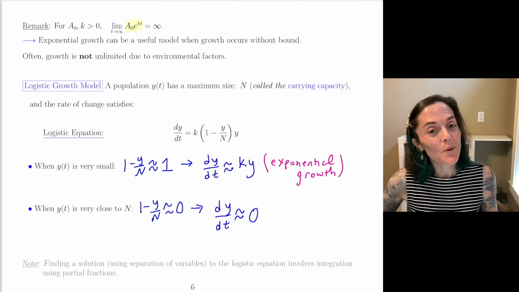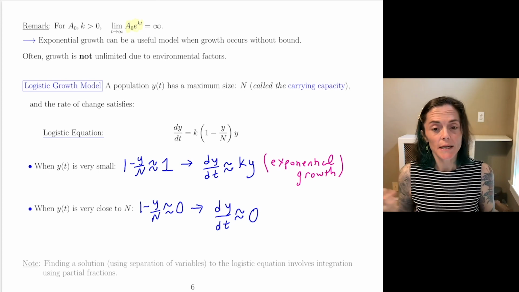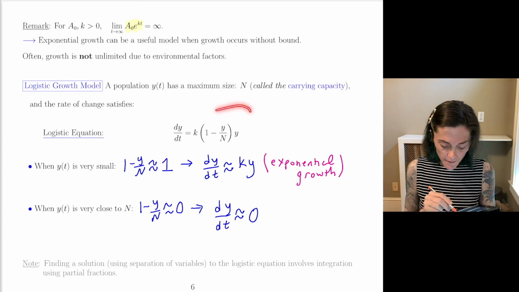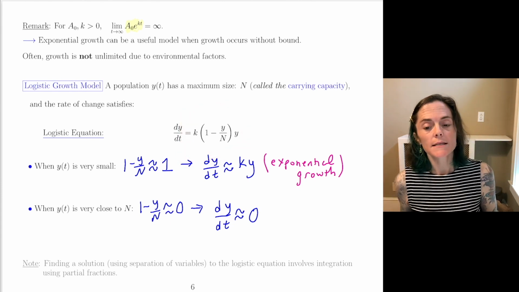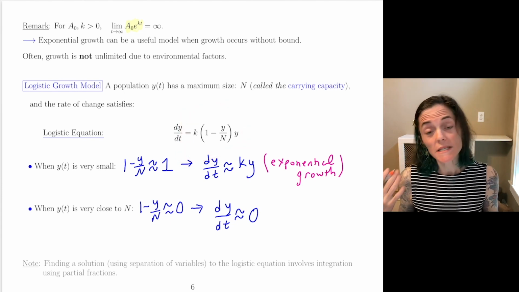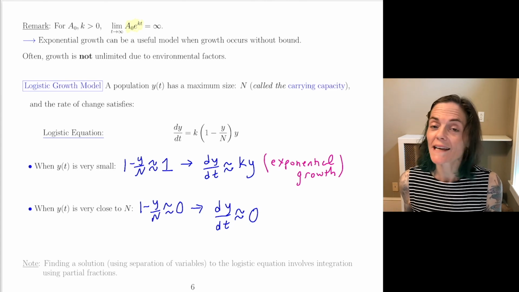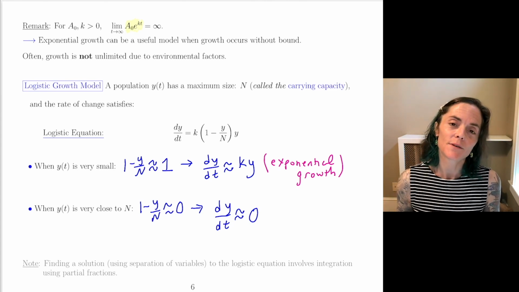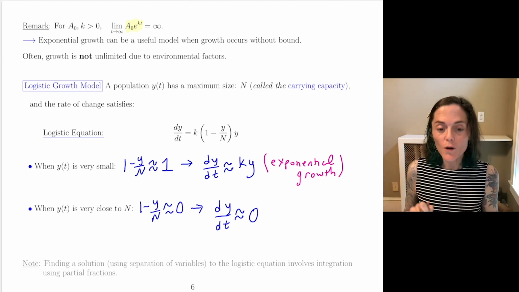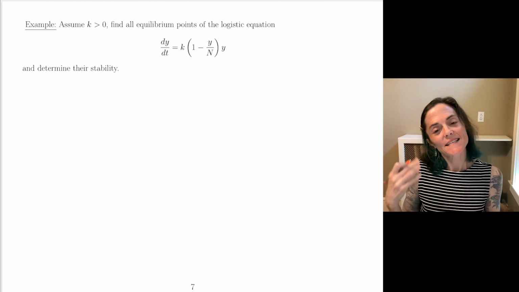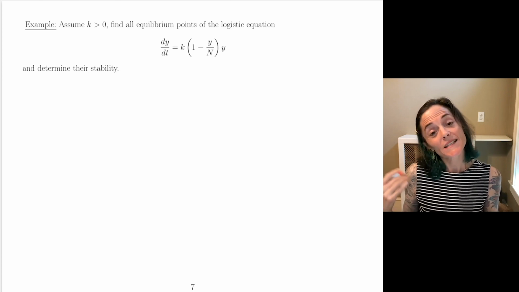My note is an important one, finding a solution. So this is a separable differential equation. In order to solve this, we need to use a technique of integration called partial fractions, which you will learn in Calculus 2. And that is not this course. So that is not my goal. What I want to do is look at this qualitatively. So let's find all equilibrium points and determine their stability.